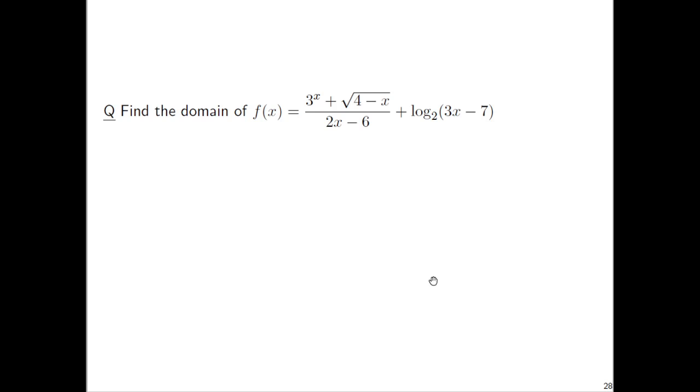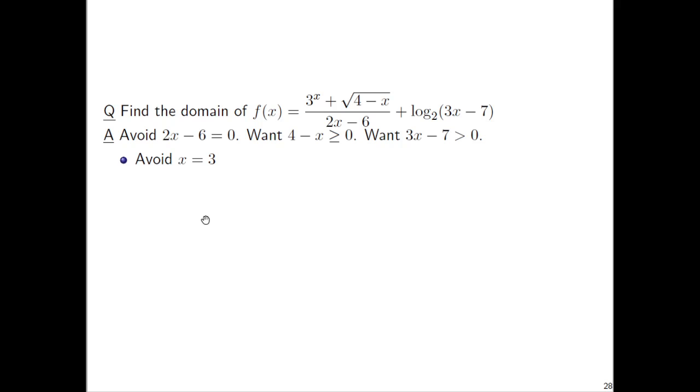As far as finding domain goes, this example is included because it has all of our principles at play. We've got to avoid the denominator, in this case 2x minus 6, equaling 0. We want the contents inside a radical, in this case 4 minus x, to be greater than or equal to 0. We also want the input to a logarithm, in this case 3x minus 7, to be bigger than 0. Not bigger than or equal to 0, but just bigger than 0. So we'll solve each of these in turn.